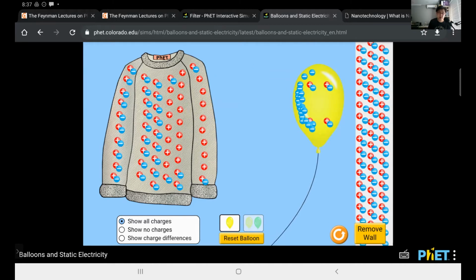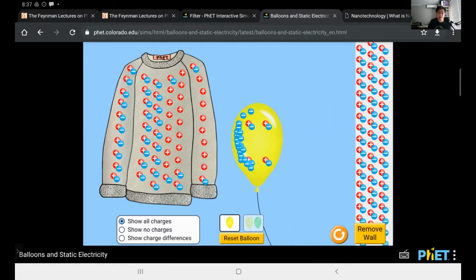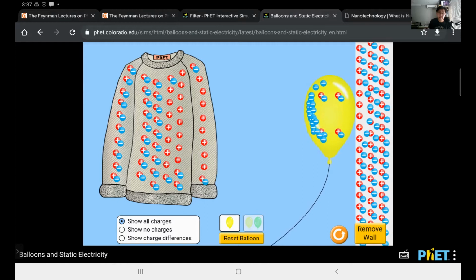Now you can guess what is going to happen. The balloon seems to get stuck on the wall or on some surfaces, and that's because the balloon has some extra negative charge. And the wall, in a normal situation, will have the same amount of positive and negative charge on it because it's neutral. However, when you bring the balloon closer, this is what is happening inside.